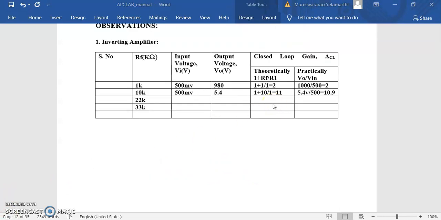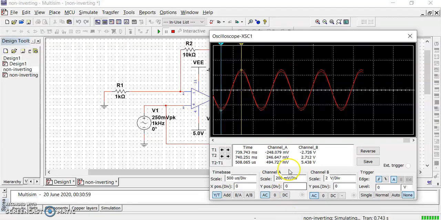By doing this experiment, what we observed is that if you increase the feedback resistance value, the gain value automatically increases. That means the output voltage is increasing. And one more thing we observed is that it is a non-inverting operational amplifier. There is no phase difference between the input signal and the output signal. Both are in phase. Okay, this is all about this experiment.